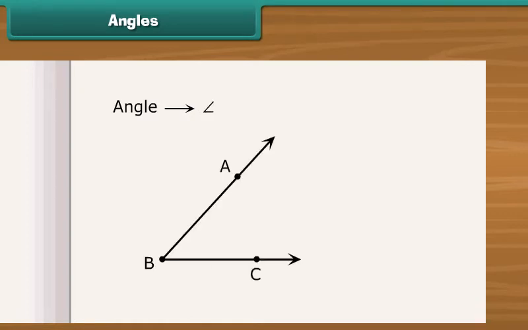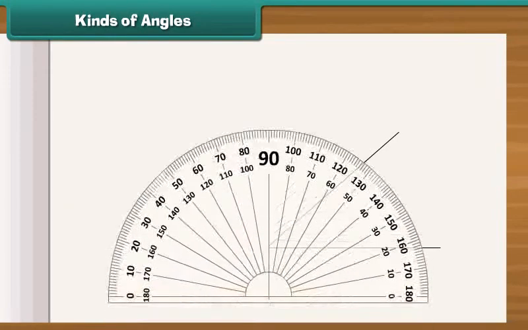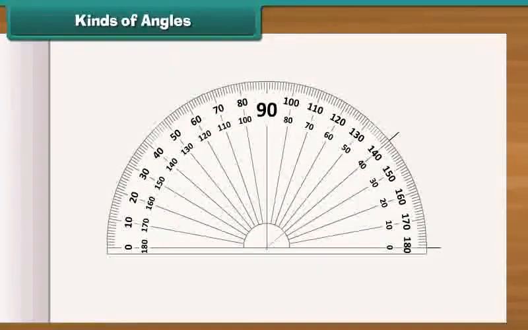An angle is represented by the given symbol. This is an angle ABC. It is represented as angle ABC. Here, B is a vertex. A is a point on one ray, while C is a point on another ray. An angle can be measured by using a protractor. It is also used in drawing an angle of a given measure.